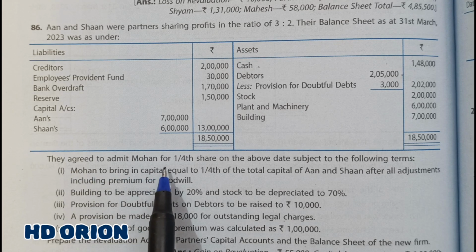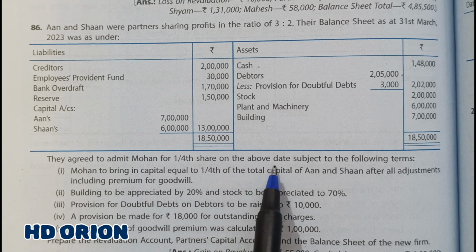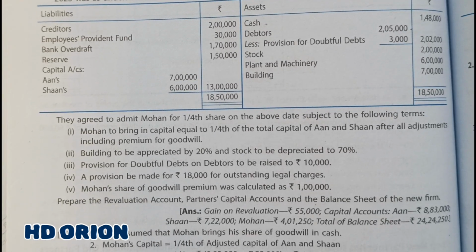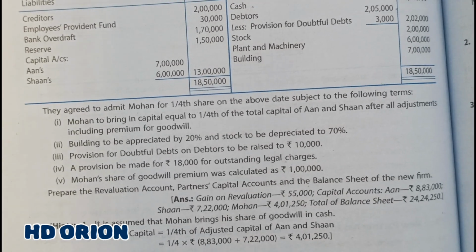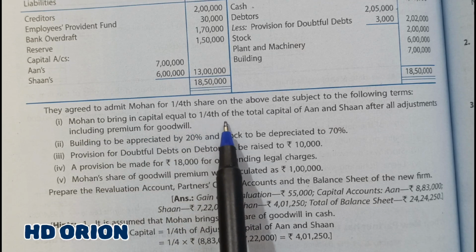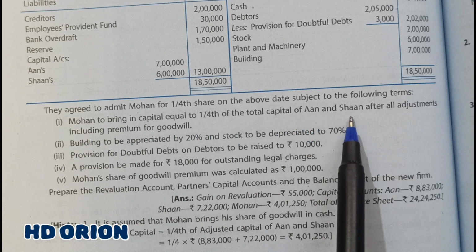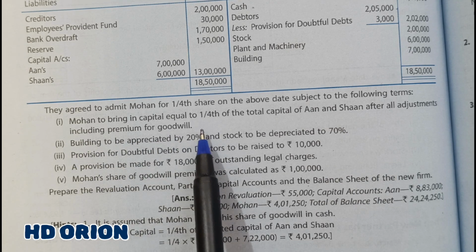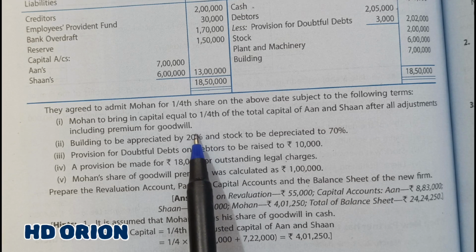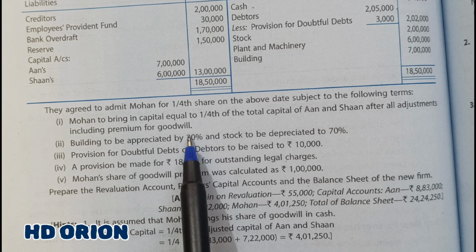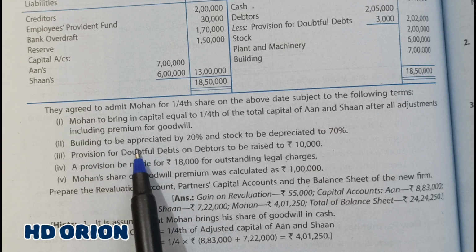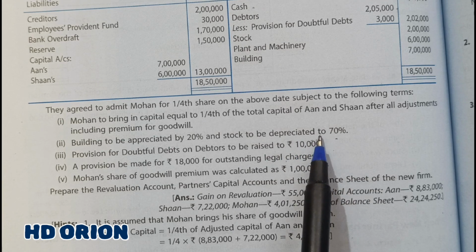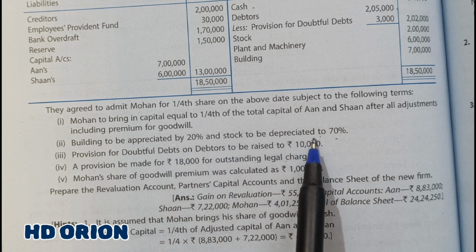They agreed to admit Mohan for 1/4 share on the above date, subject to the following terms. So let us discuss the terms at which the new partner is admitted. Mohan to bring in capital equal to 1/4 of the total capital of An and Shan after all adjustments including premium for goodwill. So it is the same point as we have discussed in the previous question number 85. Building to be appreciated by 20% and stock to be depreciated to 70%. Be careful about this by and to.